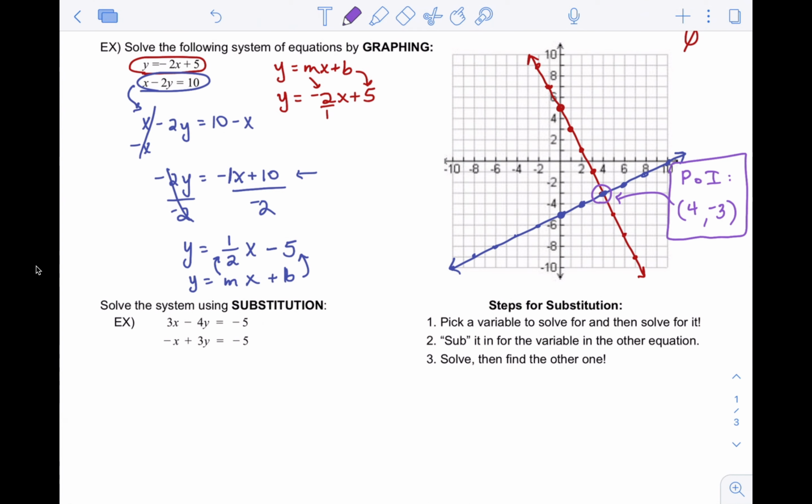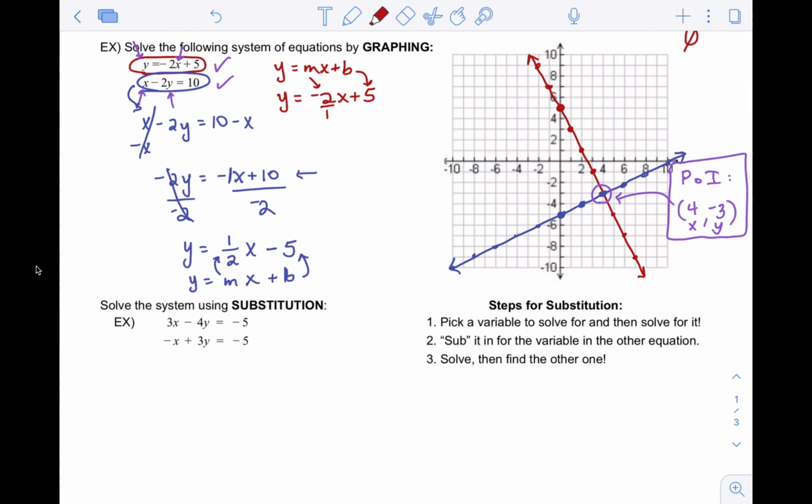Now, it's more than just the point where the two lines cross, where the two graphs intersect. It's actually the only x and y where if you plug in both of the x's into the equations and both of the y's into the equations, they will give you two true statements. So if you really wanted to check your answers, you could take x is 4 and y is negative 3, plug them in appropriately in these spots, and they would give you two equations that make sense, that give you a true statement.